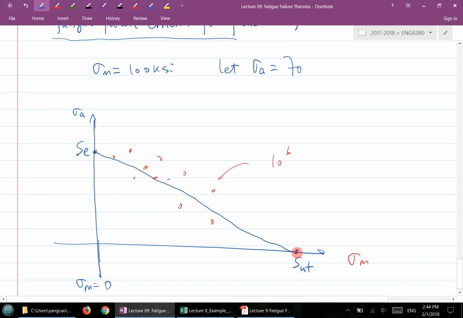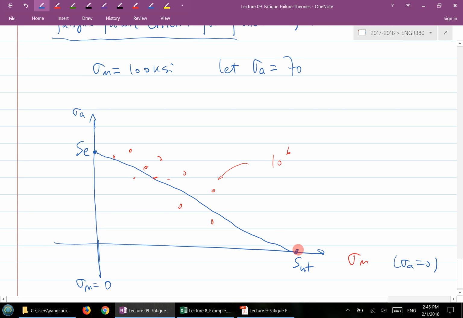Now if you look at this particular value here, what does it correspond to? Sigma A equal to 0. If sigma A equals 0, what kind of loading condition is this? You have only sigma M. There's no oscillating stress. There's always a static loading condition here. And with static loading, when the static stress is SUT, it breaks. So that's the two extremes here.